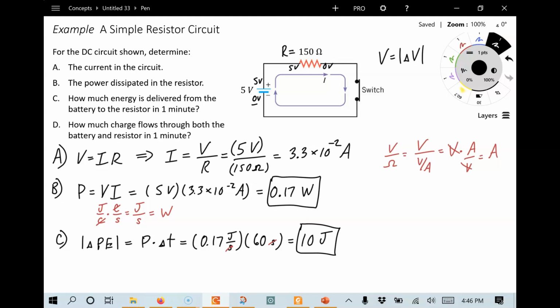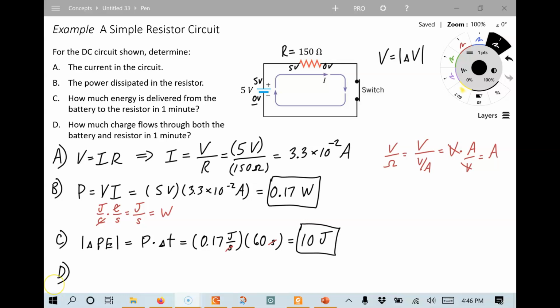All right, let's look at part D. How much charge flows through both the battery and resistor in 1 minute? Well, the current in this circuit here is a steady current, which means it's a constant rate of flow, in this case going clockwise, and so the same amount of charge flows through everywhere, the battery, the resistor, the wires, in the same time.